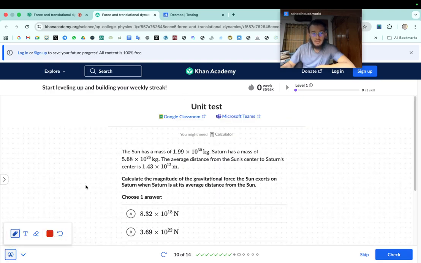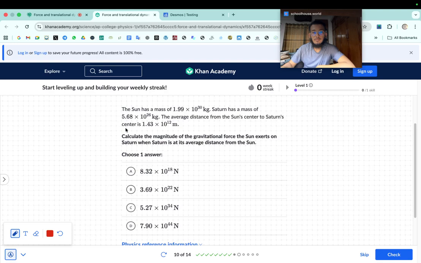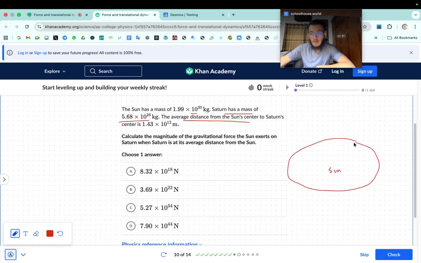Okay. So the sun has a mass of 1.99 times 10 to the power 30 kg. Saturn has a mass of 5.68 times 10 to the power 26 kg. The average distance from the sun's center to Saturn's center is this. So we have the sun here, and we have Saturn here. And they have asked us to calculate the magnitude of the gravitational force the sun exerts on Saturn when it's at an average distance from the sun. So the average distance is this.